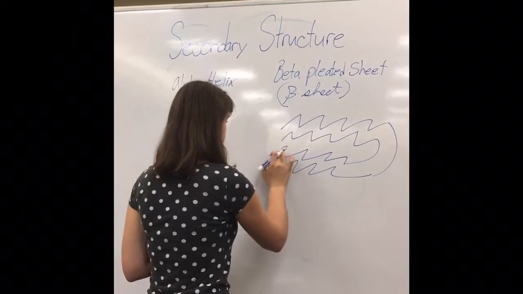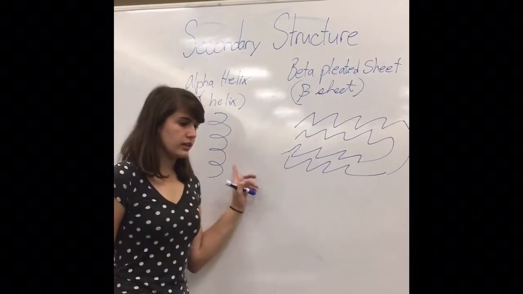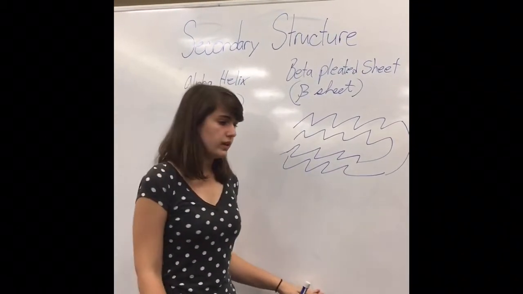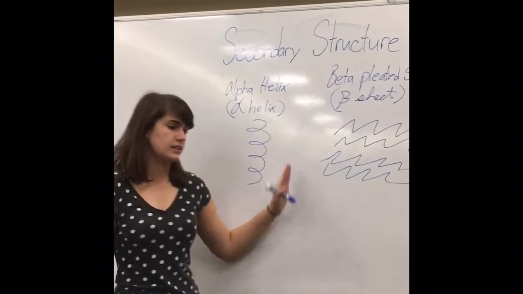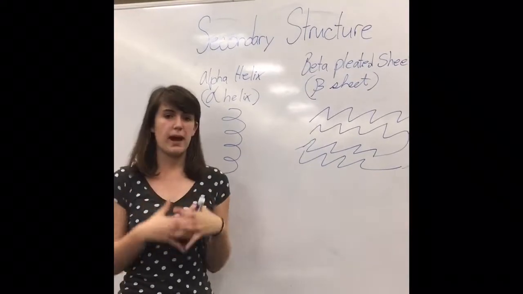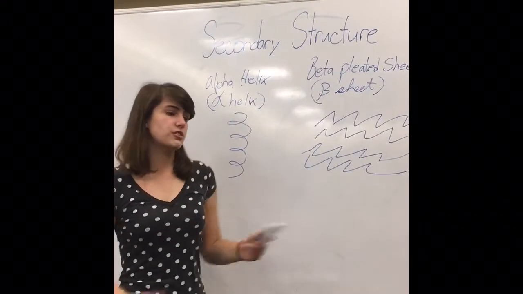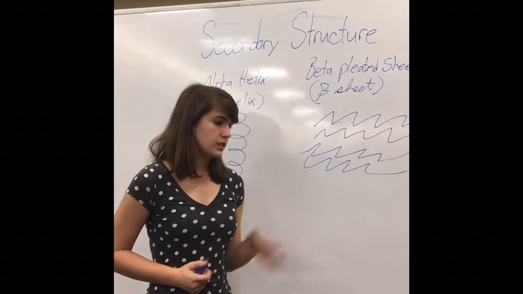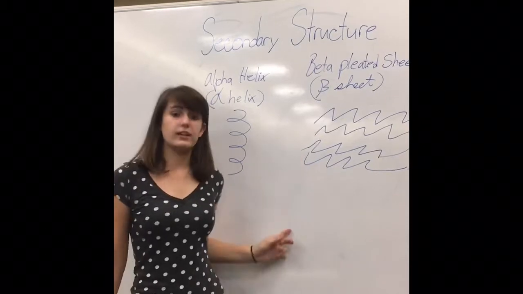And so these two, it's the carbon nitrogen backbone, and the R groups are attached on the outside. The R groups are not involved, it's the carbon nitrogen backbones interacting with each other. And the type of bonds that happen here are hydrogen bonds. So it's the carbon nitrogen backbone, not the R groups sticking out, that creates these hydrogen bonds.